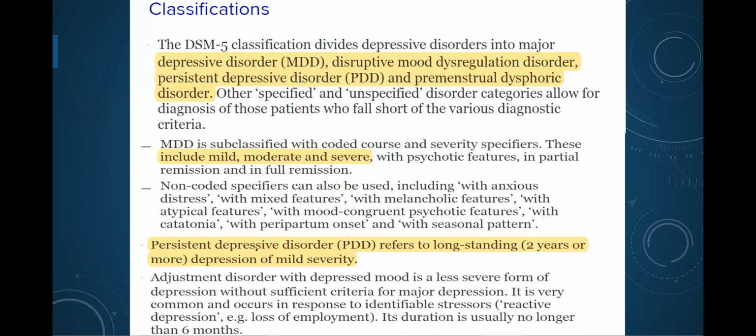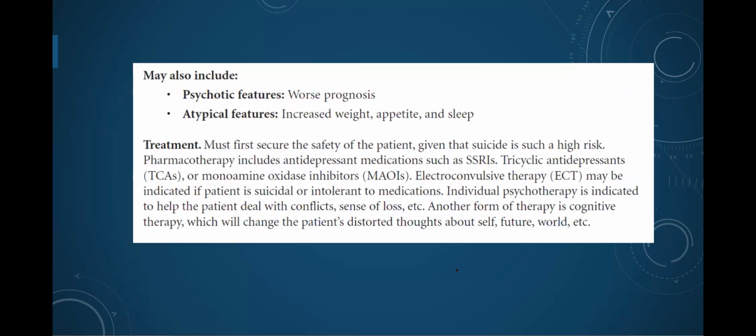Apart from major depressive disorder, there are also some other subtypes of depression. One of the important ones for your exam is called persistent depressive disorder, which is PDD. Persistent depressive disorder is a mild to moderate depression for a long-standing time, which is more than or equal to 2 years. So if a patient has mild depression for a long time, more than 2 years, then the condition is called persistent depressive disorder. Remember that, please.